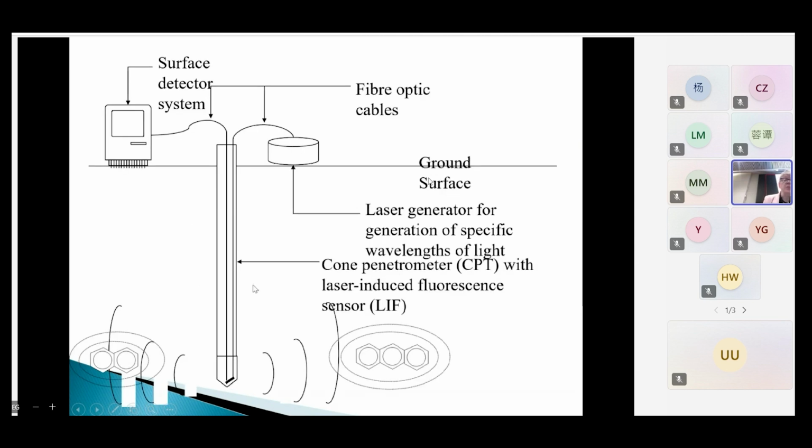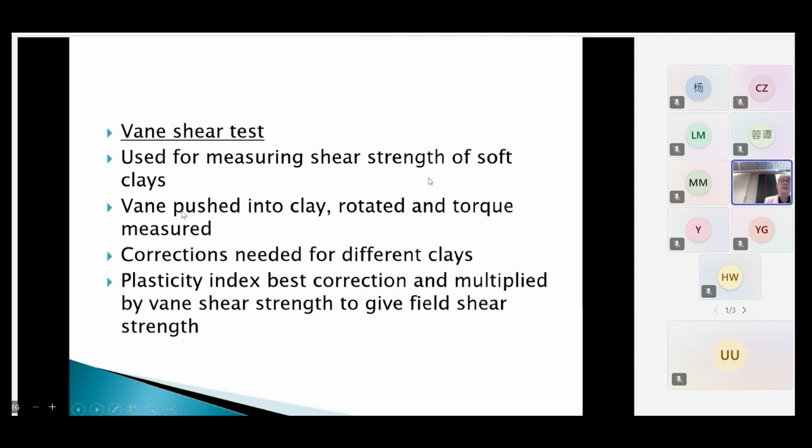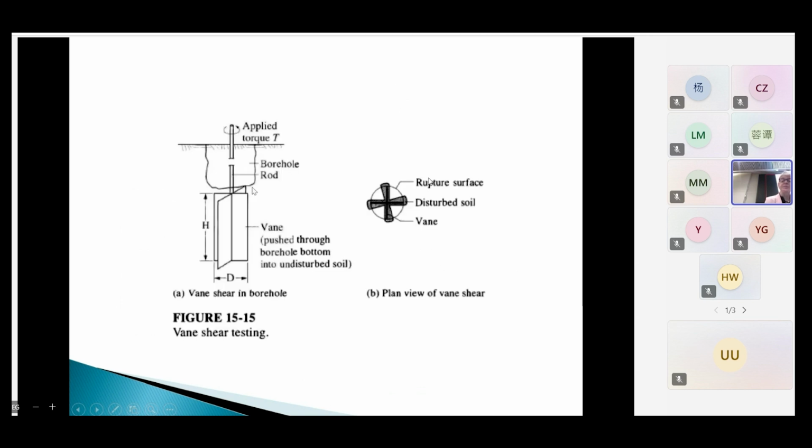And as I mentioned, you could put other types of sensors on the end, such as this laser-induced fluorescence sensor, and it can give you an idea of how much hydrocarbon is there. So there are other types of shear strength methods, looking at the vane shear test. Basically, you stick a vane into the ground and you turn it and see what kind of resistance there is, and that gives you an idea of the strength of the soil. So that's the diagram of what the vane shear strength test looks like.